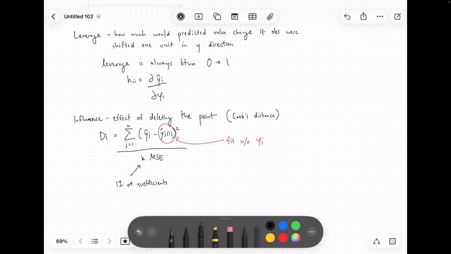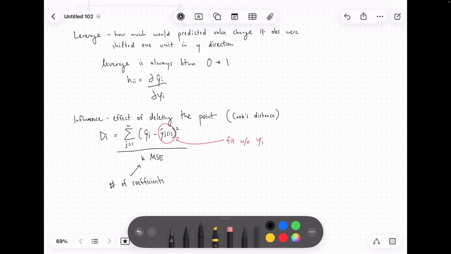Oh, hang on. Apple is doing this thing where it's trying to correct my writing, and then it makes it look even worse. So this is number of coefficients. Okay, just leave it. Okay.